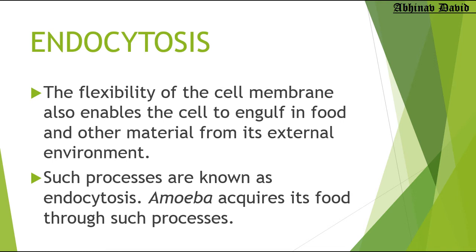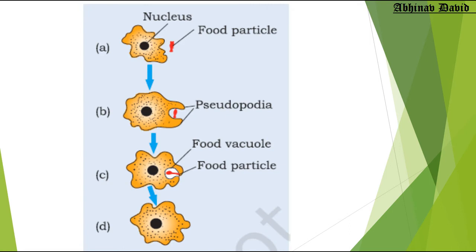As you have studied, amoeba is a unicellular organism living in the pond, and amoeba does not have any shape. It is irregular in shape and it has finger-like structures which are called pseudopodia. You can see here in the next slide, the amoeba diagram is given in A, with the nucleus and food particle. It has finger-like structures called pseudopodia, as you can see in diagram B.